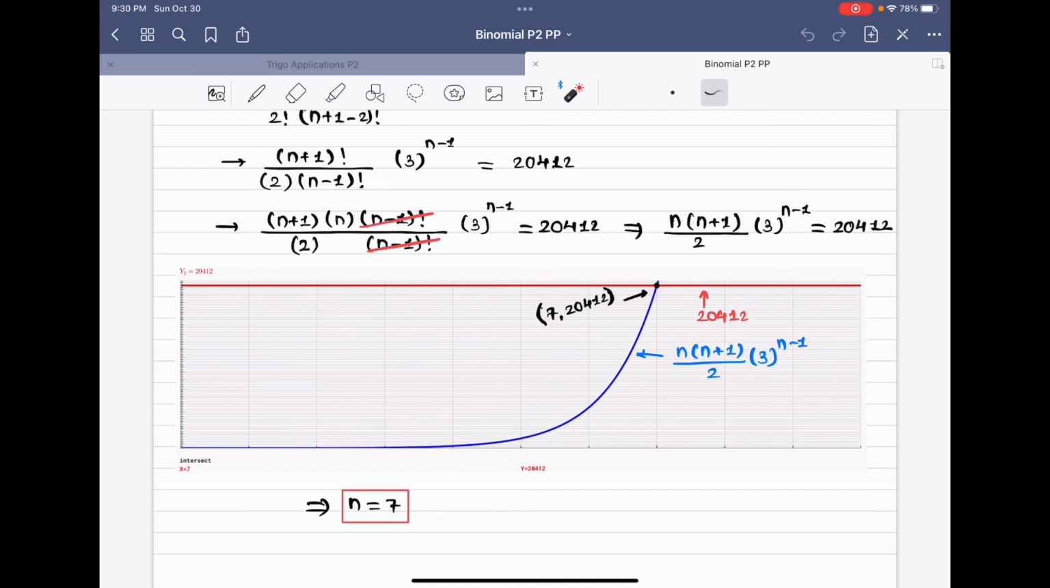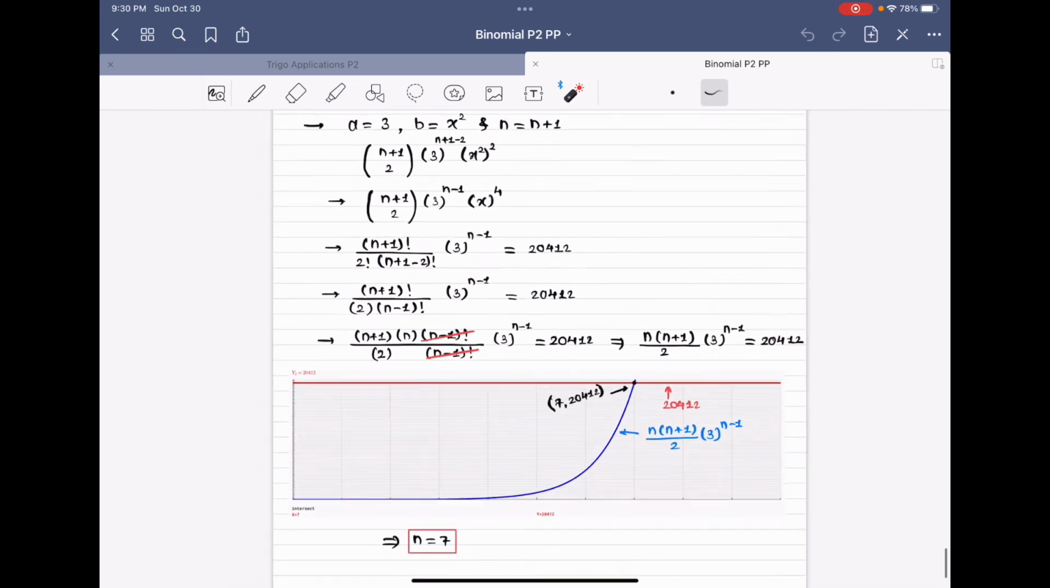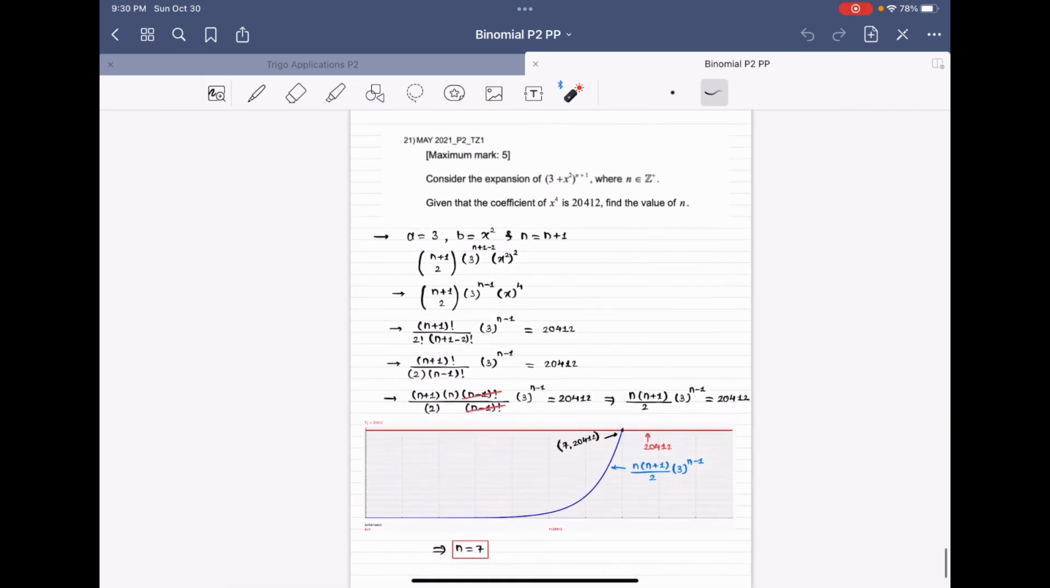Now you have to be very careful. You have to label the graph, this point of intersection. We are interested in n, that is my x. So n is my 7. So write down by saying n is equal to 7. Thank you.